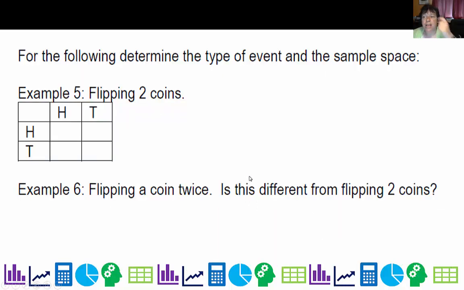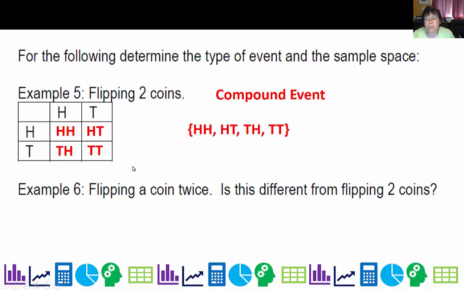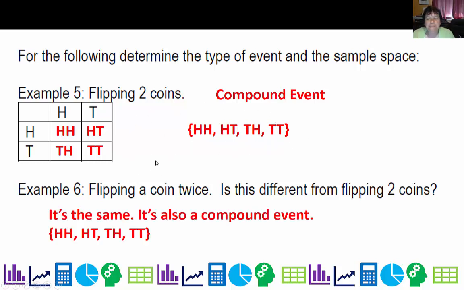Now, let's go ahead and look at the following and determine the type of event and sample space. Flipping two coins, that's two events, so that's called a compound event. I could get heads and heads, heads and then tails, tails then heads, or tails then tails. If I flip a coin twice, is this different from flipping two coins? Oops, I left off my sample space right there. It's the same. It's also a compound event, and it has the same sample space as I have up here.